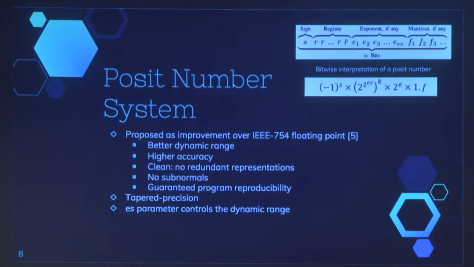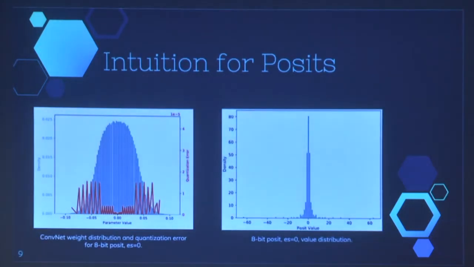I don't think I have to talk about posits. We've talked enough about that since yesterday, and I've given some great introductions about posits. And one interesting factor about posits is the tapered precision. That's what is intuitively interesting for us for this deep neural network inference. So on the left here, you look at the plot of the weight distributions of a convolutional network for a single layer.